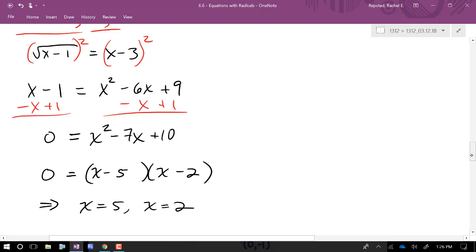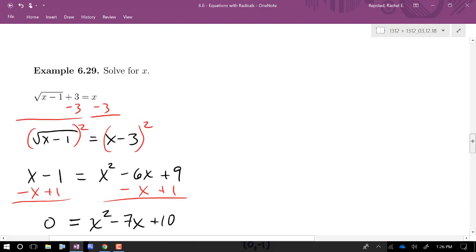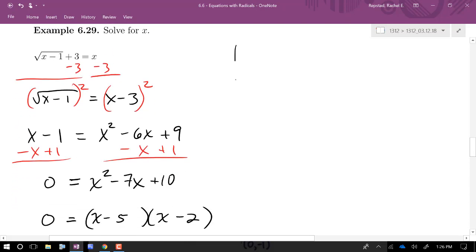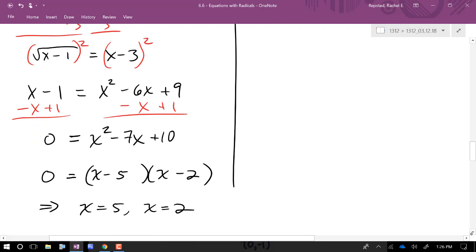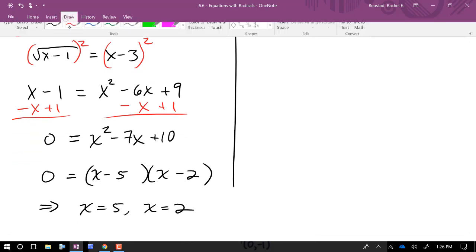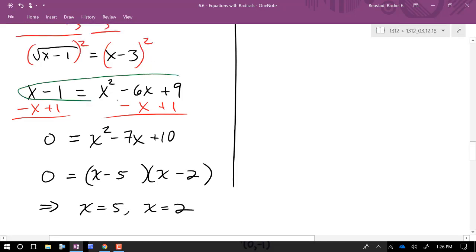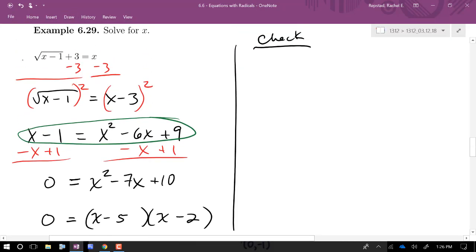So the next thing we need to do is check both of these in the original equation. Here's the thing: these two solutions, x equals 5 and x equals 2, are absolutely solutions to the equation that we got after we got rid of the radicals, right? So we need to check to make sure and see if they are both solutions to this equation with the radicals. So let's check one at a time.